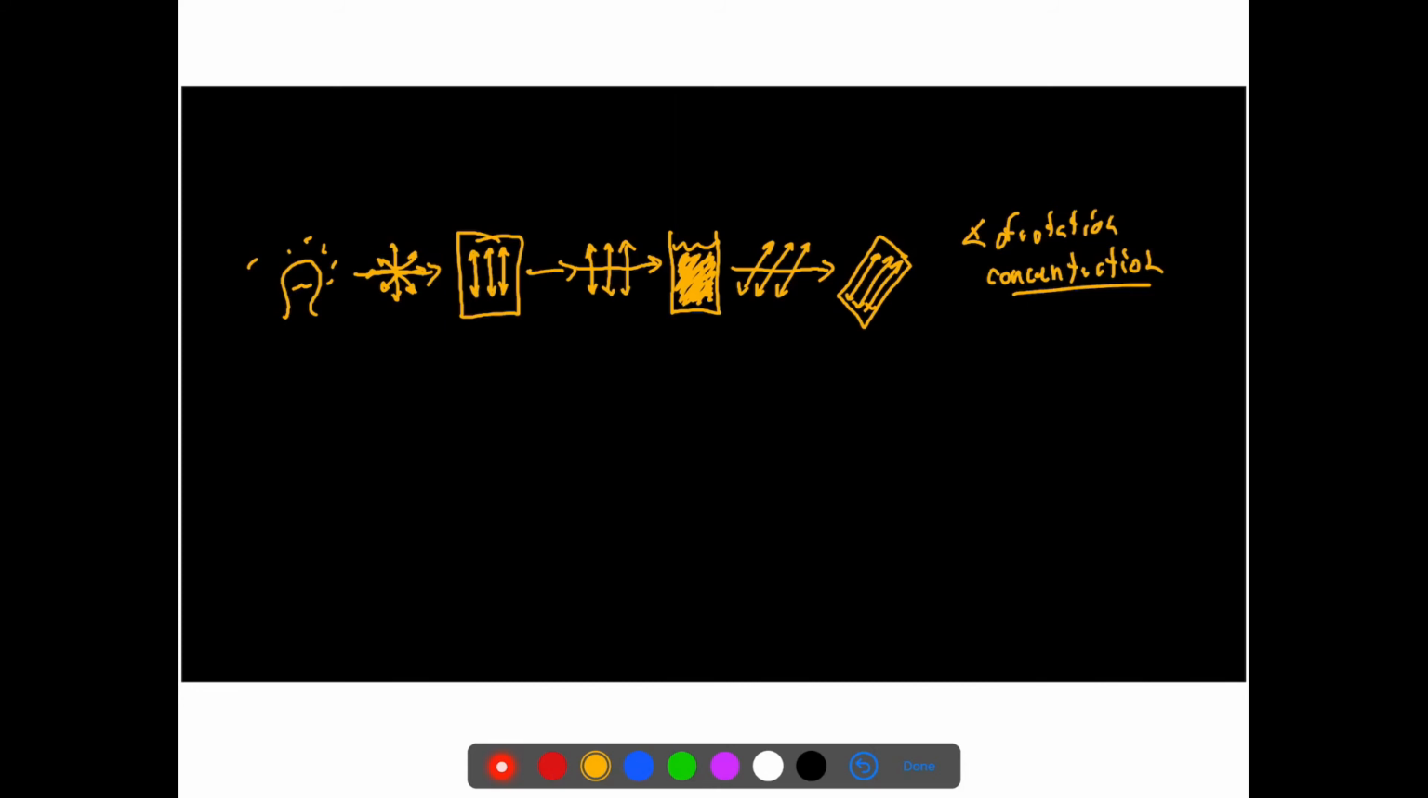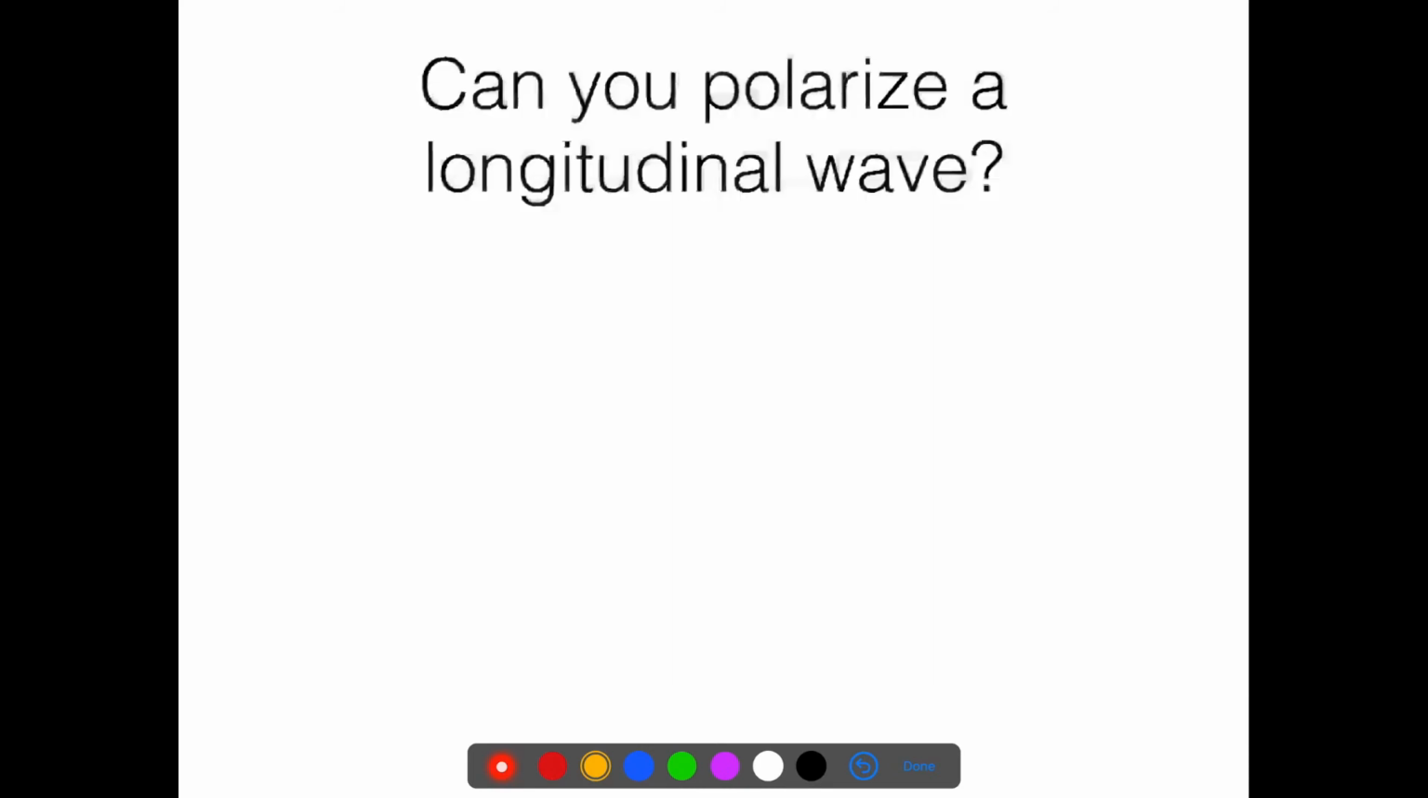It's cool for sunglasses, and actually 3D movies are all about polarization. We can talk about that in a second, but 3D movies work that way with polarized light. But this idea of being able to use it to figure out what the concentration of a specific substance is, that's a chemistry application. So there are lots of different ways that we can use this idea of polarization.